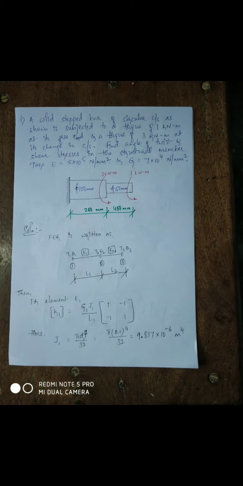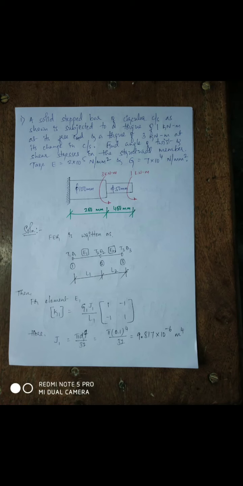G1 is equal to G2 is equal to G, only one value. Convert that Newton per mm square into Newton per meter square, then you substitute here. That is 7 into 10 to the power of 4 Newton per mm square is equal to 7 into 10 to the power of 4 into 10 to the power of 6 Newton per meter square.